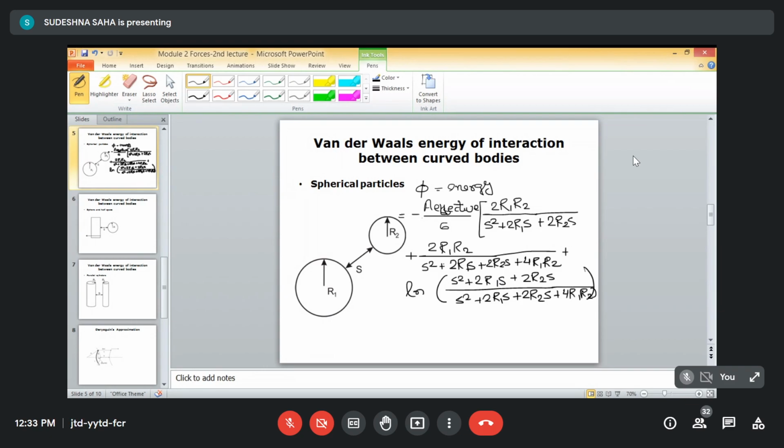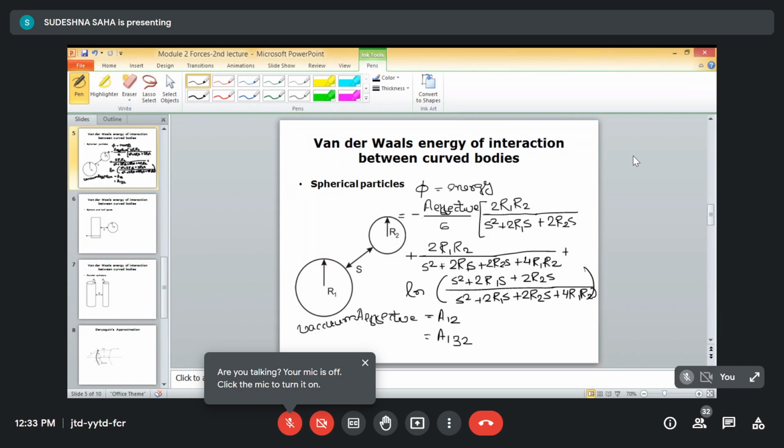Okay, and for vacuum, A effective will be A12, and for any medium, A effective will be equal to A132 as previous. Okay, so for vacuum this is. But now let us just look at this equation altogether.